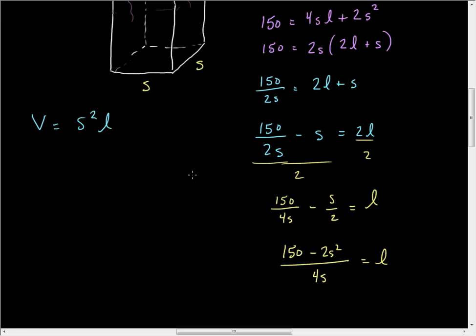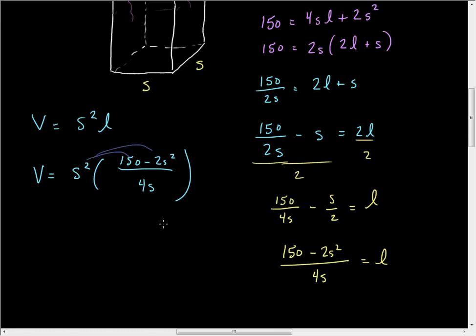And so now since we solved for L, we have V is equal to S squared times (150 minus 2S squared) all over 4S. Okay, so now we've got all that. How you want to go about this is entirely up to you. I'm going to take this S squared and distribute it.